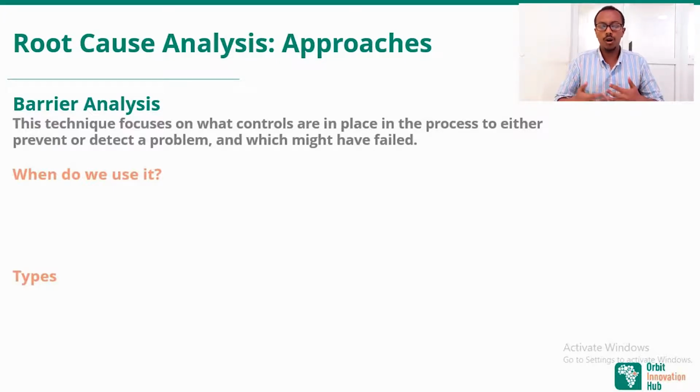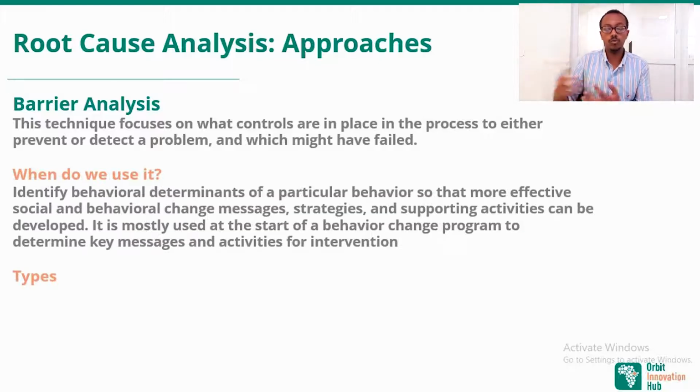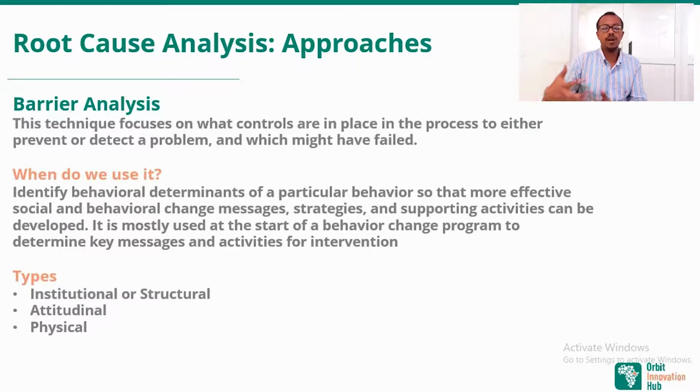So these are usually used in behavioral change models. This technique uses the controls in areas of the process where we either prevent or detect a problem which might have failed. When do we use it? When we're trying to use behavioral determinants of a particular behavior to develop more effective strategies. And the types of barriers can depend on the kind of problems that we're trying to solve.